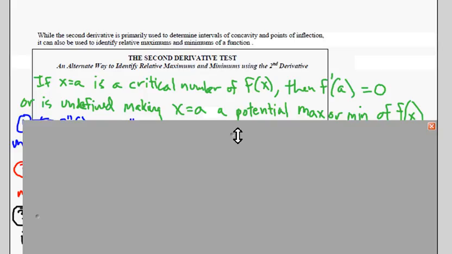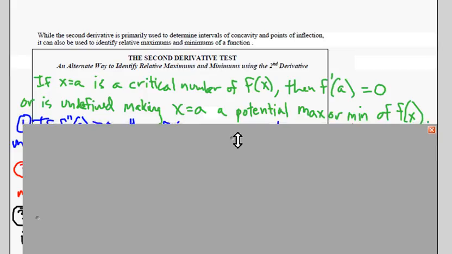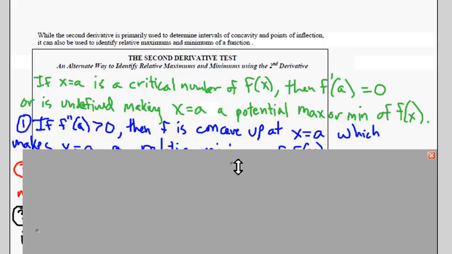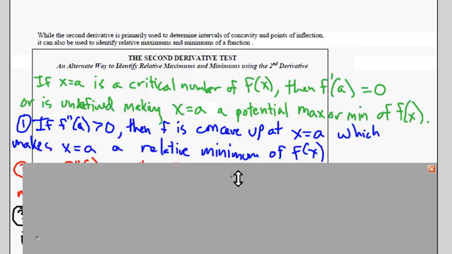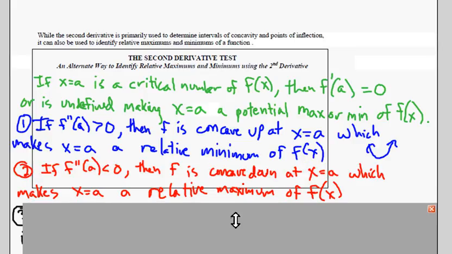Again, we have to know that it's a critical number of the original function, and that the first derivative, when you put it in, equals 0 or is undefined. If the second derivative at a is positive, then the original function is concave up, and if it's concave up, that makes it a relative minimum. Let me quickly draw that. That's concave up, a quick little part, therefore it's a relative minimum.